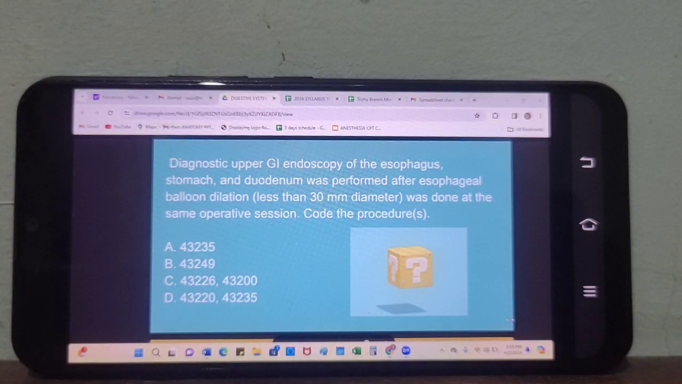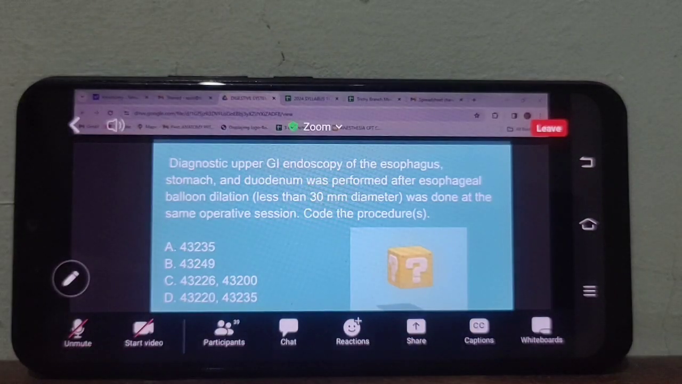43249. Okay. Others? 43249, right. What type of scopy is used here? Upper GI gastroduodenoscopy. Yes, correct. Does it reach the termination point or not? Yes, ma'am, it does. It successfully reached the duodenum.